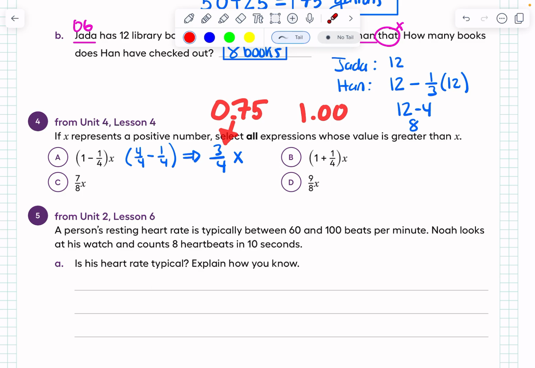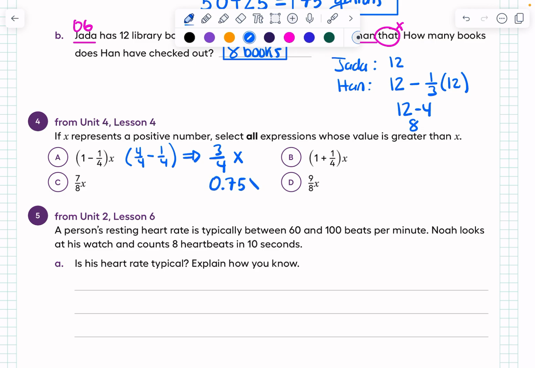So the next one, 7/8 x, if you divide 7 by... okay, I'm going to backtrack real quick. I have 3/4 x, that is equivalent to 0.75 x. 7/8 x is 0.875 x. So again, that is less than 1. Okay, it's very important that you understand that 100% as a decimal is 1.00 or simply 1.